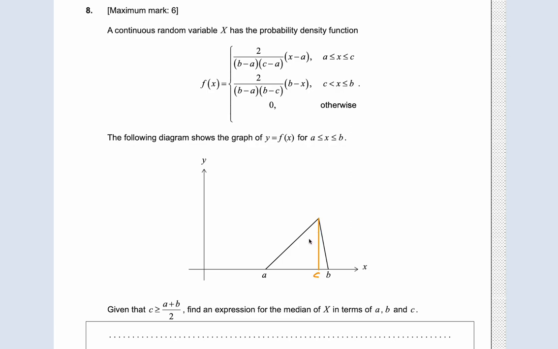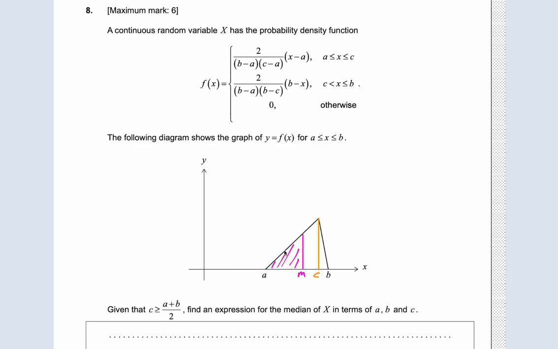Now the median, this is the first key point. The median is the value of x where the area is 50% to the left and 50% to the right. So M is somewhere here. This is the median, M for median. This area is equal to that area. That's what median is, and not the C, but this whole thing here.